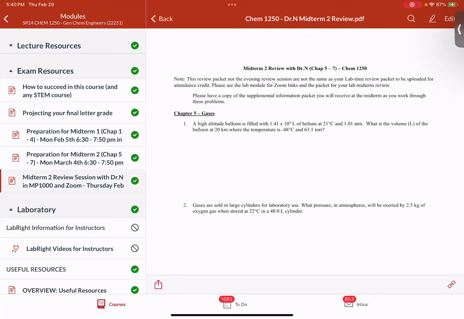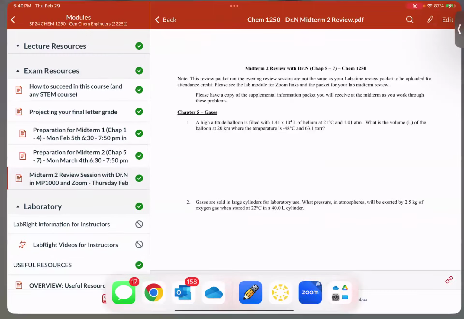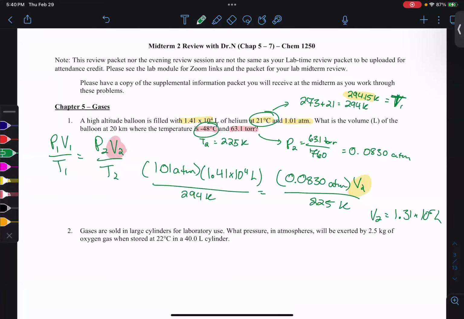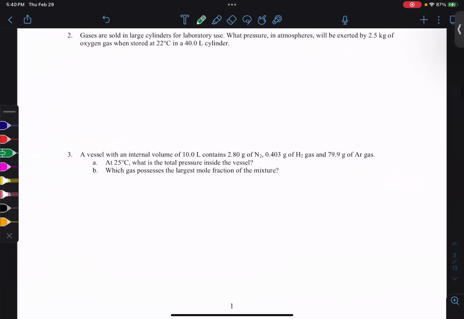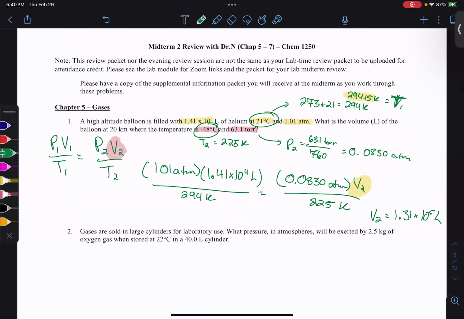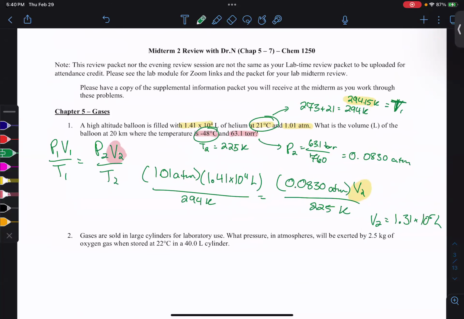But here's the thing, who writes the exam? I do. So yeah, it's in your best interest to hear what I have to say and what I think is important. Okay, let's keep going. All right, so that was the combined gas law. And so yeah, this is the midterm 2 review with DrN.